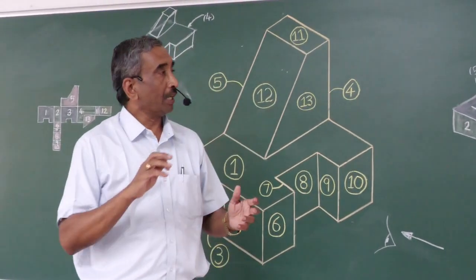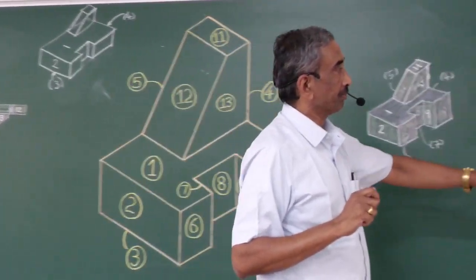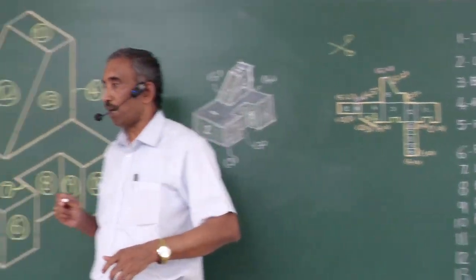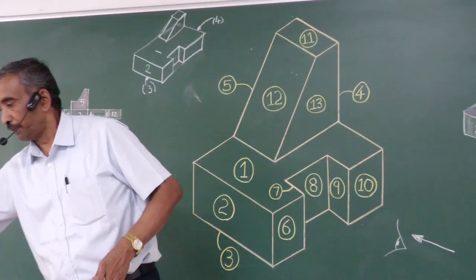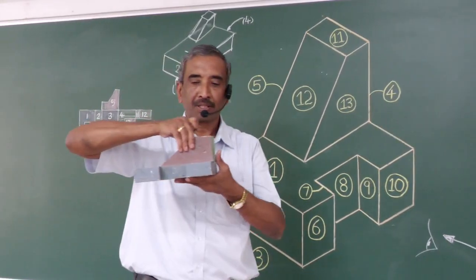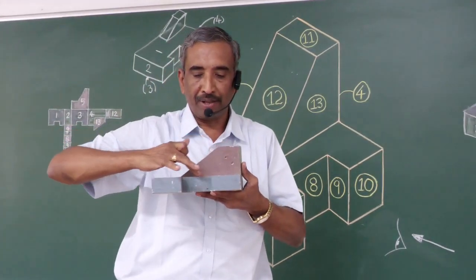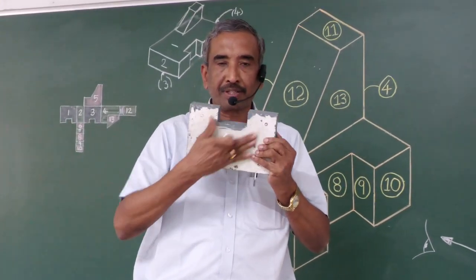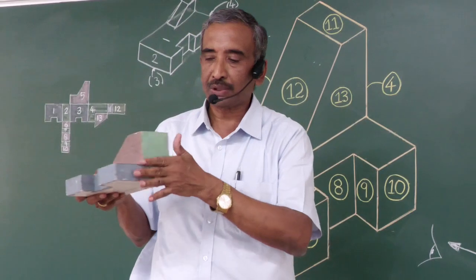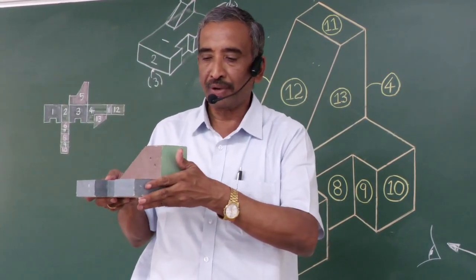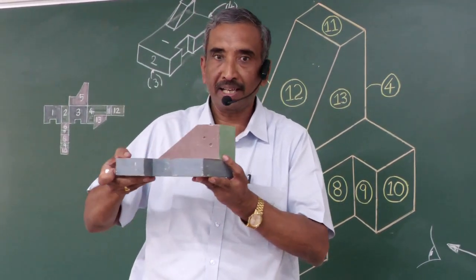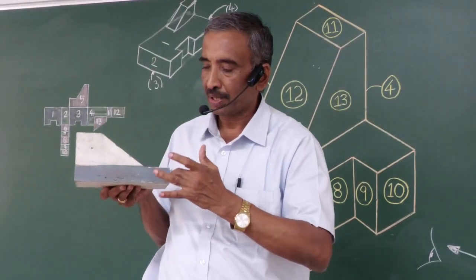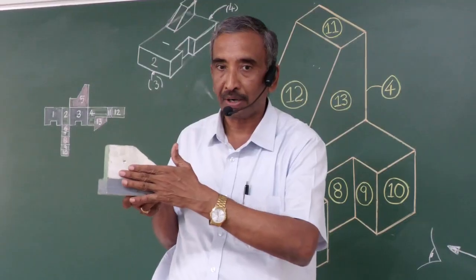Now, what is face 5? Face 5 is the rear face of the object. With the help of the wooden model, we have seen face 1, face 2, face 3, and this was face 4. So face 5 is the rear side of the object. So this is my face 5 in the wooden model.